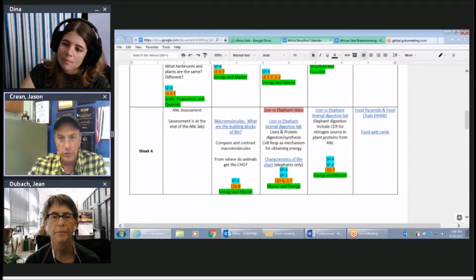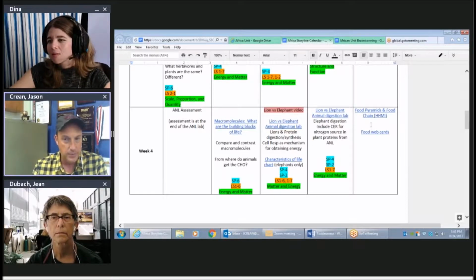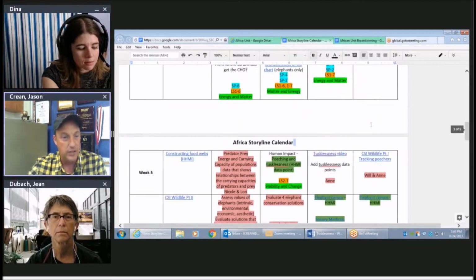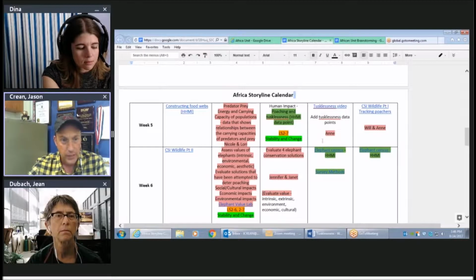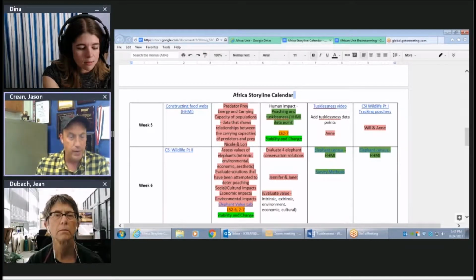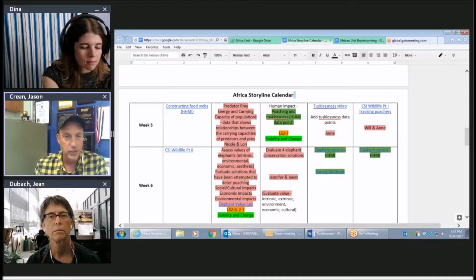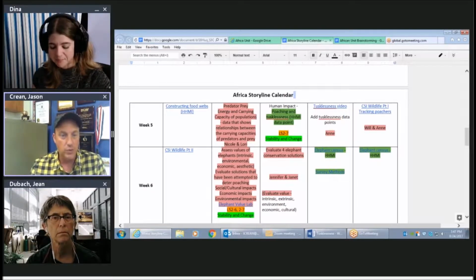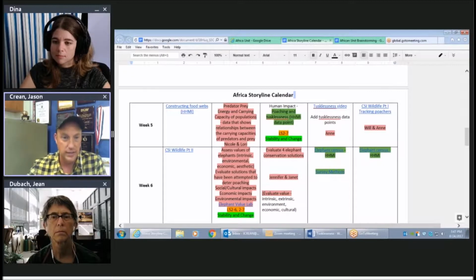And then they will move into building food pyramids and food chains using activities that were adapted from HHMI's website, biointeractive.org. And they'll build African food webs using the cards that they have available there. They'll move into carrying capacity of populations, why predators and prey populations look the way they do. And then we start moving into elephants. So the relationship between elephants and lions.